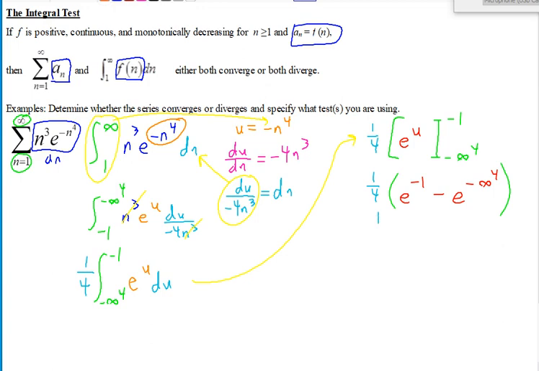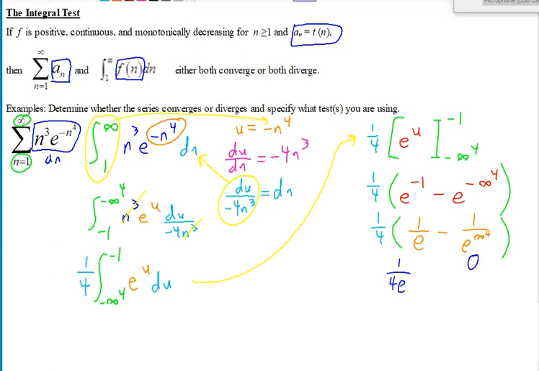So if we simplify that, that's 1/4. We get rid of the negative exponents, it'll be easier to analyze. This is 1 over e minus 1 over e to the infinity to the fourth power. Well, 1 over e is close to 1/3, about 1 over 2.7. But 1 over e to the infinity to the fourth is a huge number in the denominator, so that's going to be 0. So all we're left with is 1/4 times 1 over e.